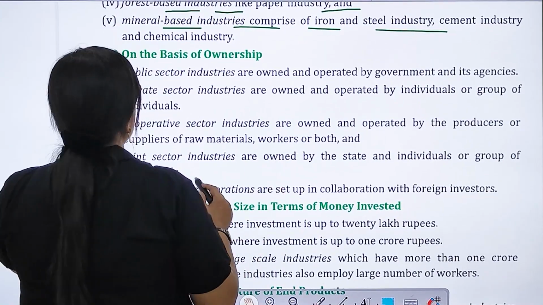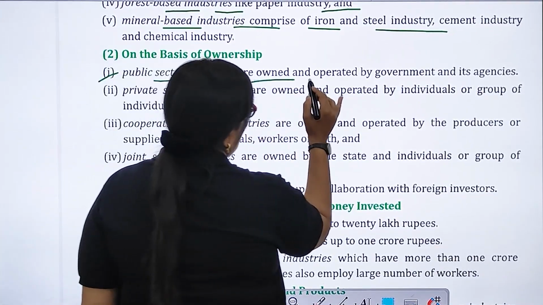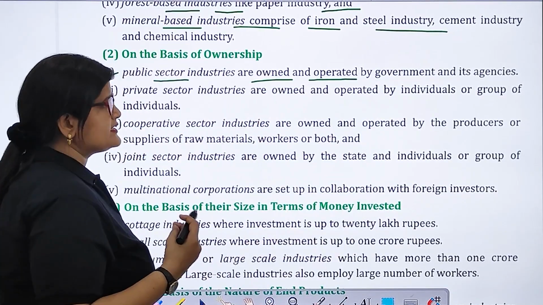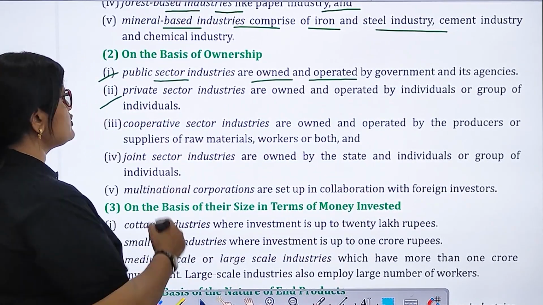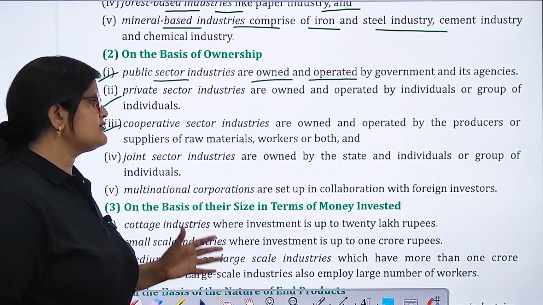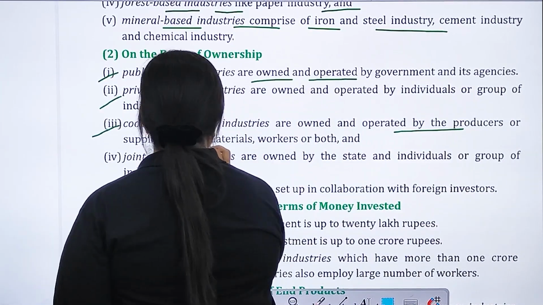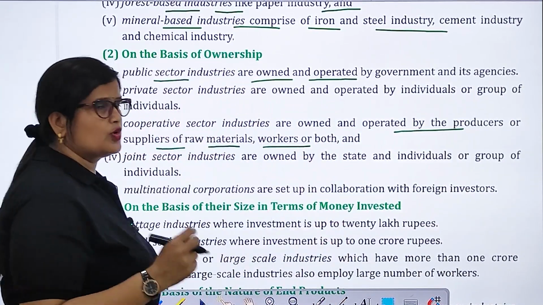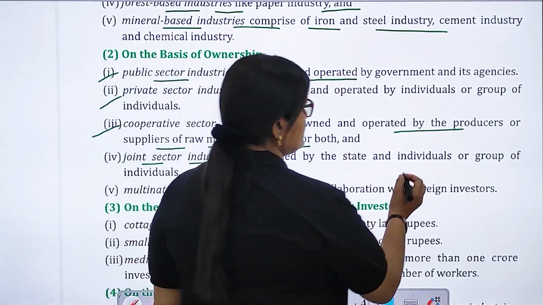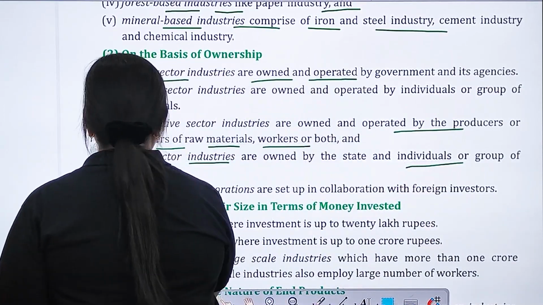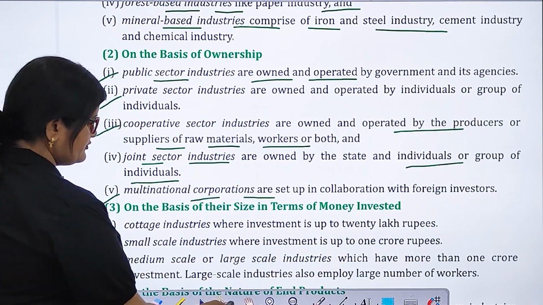On the basis of ownership. Number 1, public sector industries are owned and operated by government and its agencies. Private sector industries are owned and operated by individuals or group of individuals. Cooperative sector industries are owned and operated by the producers or suppliers of raw materials, workers or both. And joint sector industries are owned by the state and individuals or group of individuals. Multinational corporations are set up in collaboration with foreign investors.